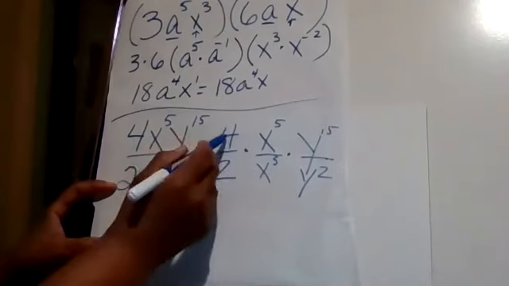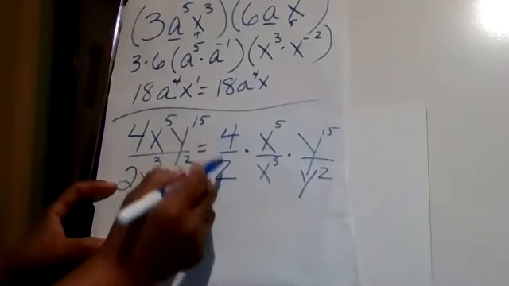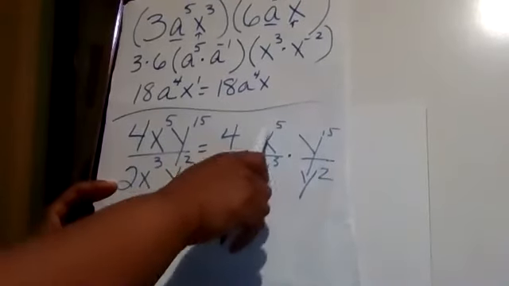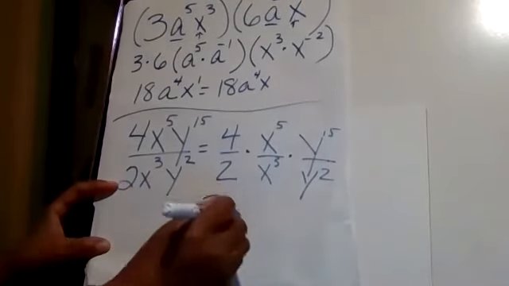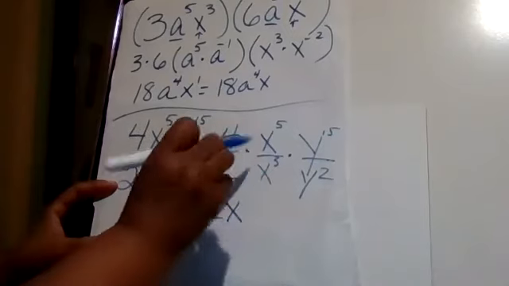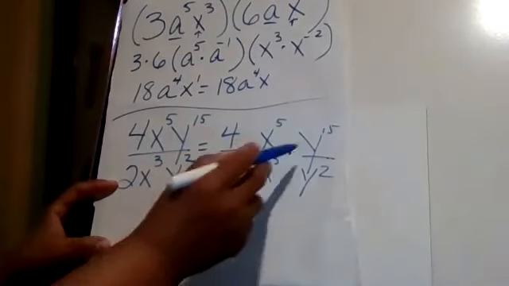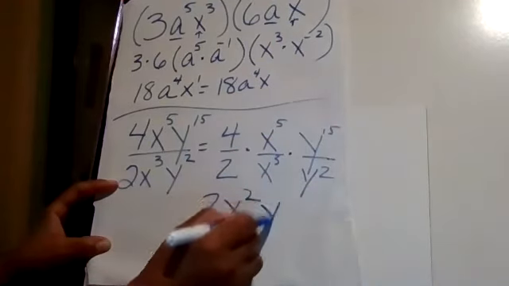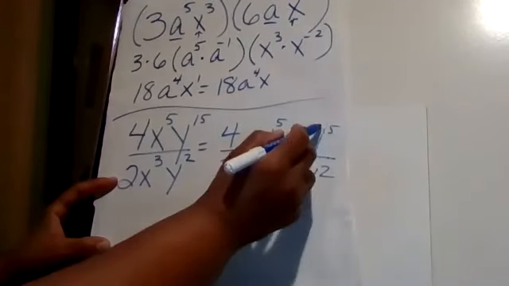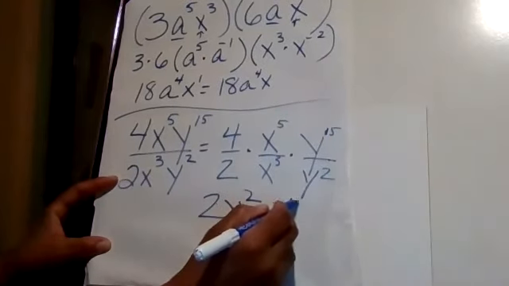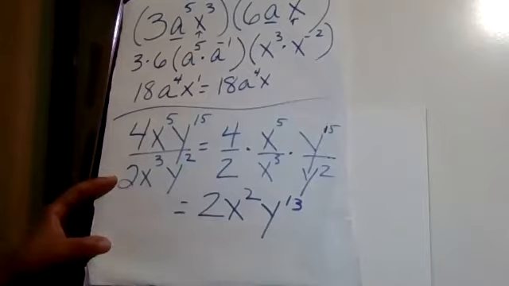Divide the numbers if you can, or simplify it. 4 divided by 2 is 2. When dividing like bases, keep the base. Subtract the exponents. 5 minus 3 is 2. When dividing like bases, keep the base. Subtract the exponents. 15 minus 2 is 13. And I'm done.